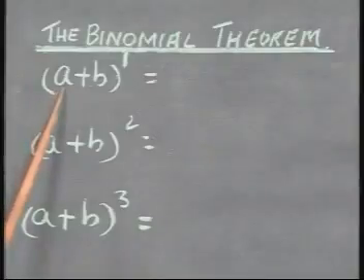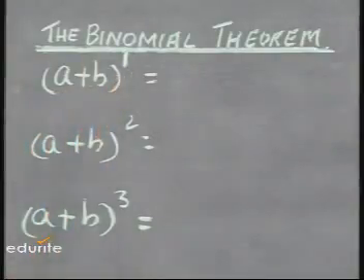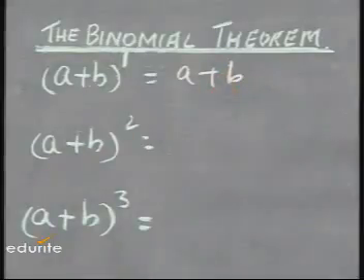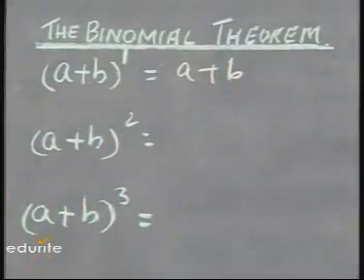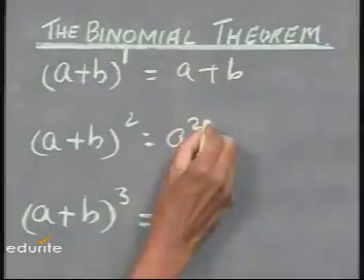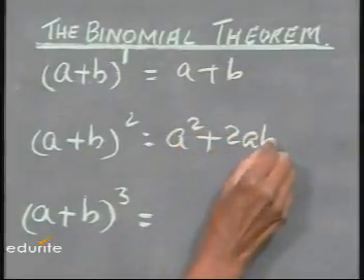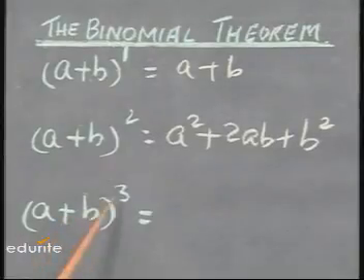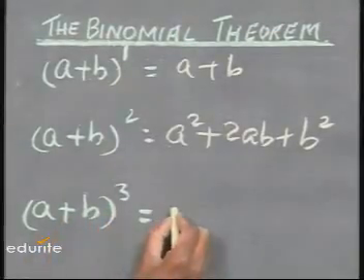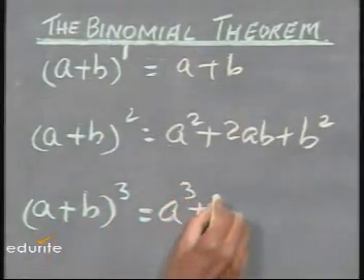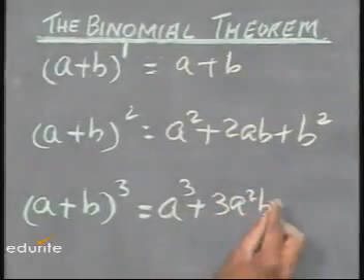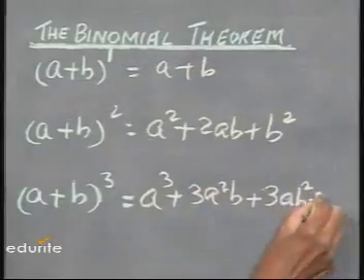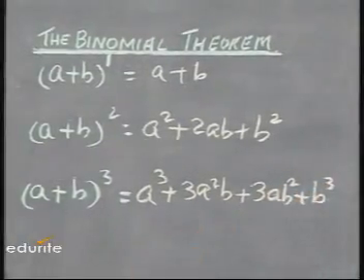Suppose we try to expand a plus b to the power of 1. We know that we are just going to get a plus b. Now a plus b squared is equal to a squared plus 2ab plus b squared. And a plus b whole cubed is equal to a cubed plus 3a squared b plus 3ab squared plus b cubed.